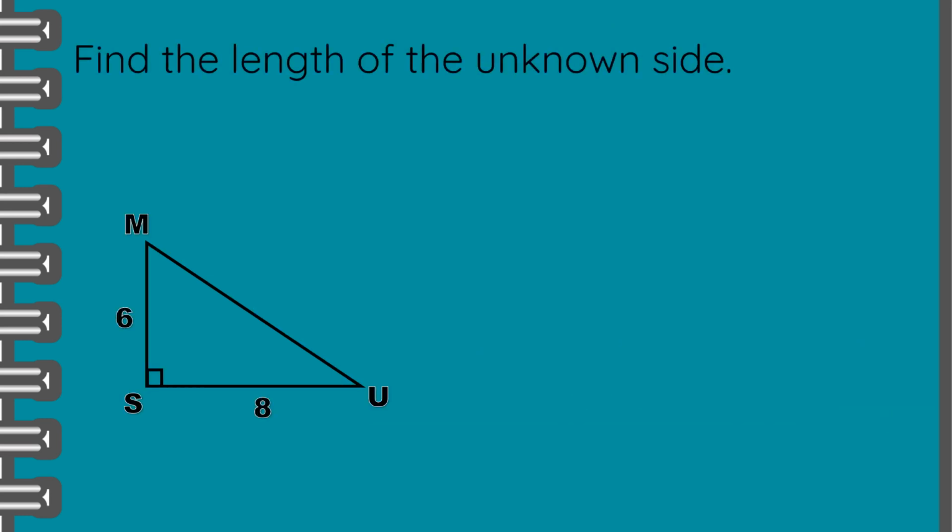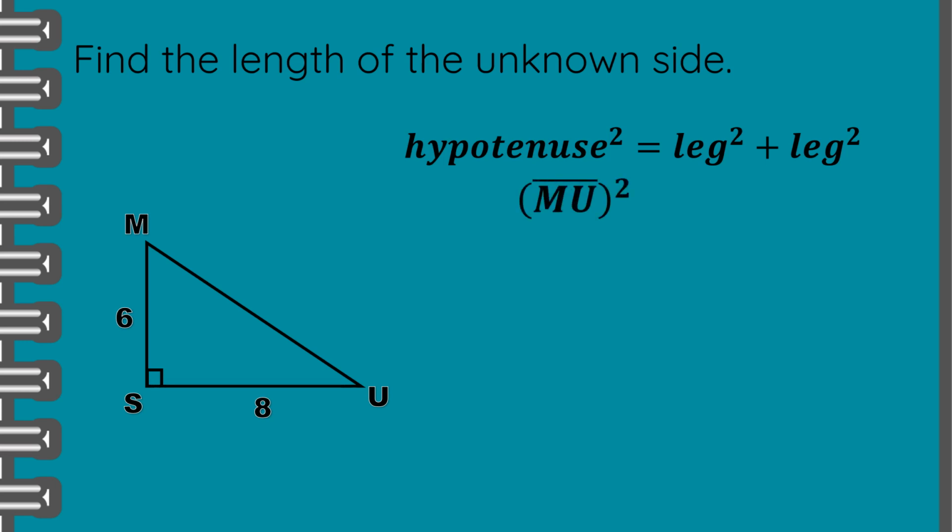Let's try to find the length of the unknown side of right triangle MSU given the lengths of its two legs, which are 6 units long and 8 units long. By Pythagorean theorem, we have the square of the hypotenuse is equal to the sum of the squares of the two legs. In the figure, the hypotenuse is segment MU. So we square segment MU, and that is equal to one of the legs is segment SM. We square segment SM, and the other leg is segment US. So we add this square of segment US.